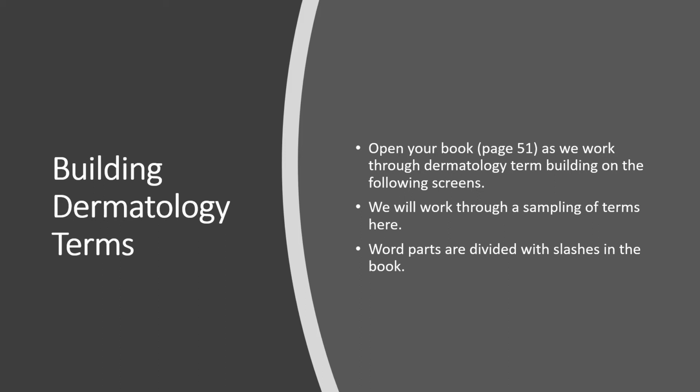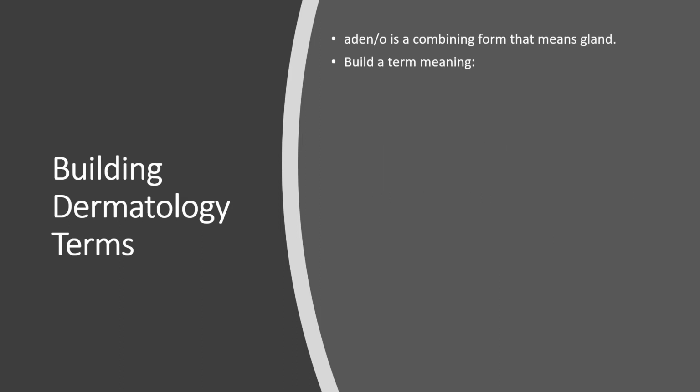All right, let's now work together on building dermatology terms. Open up your book to page 51 as we work through the dermatology terms building on the following screens. We'll work through a sampling of terms, and word parts are going to be divided with slashes in the book. Adeno is a combining form that means gland. You're going to need to build a term that means inflammation of a gland, and you'll notice in the book that they tell you what parts of the word you need. You have the root word, now you need a suffix that means inflammation.